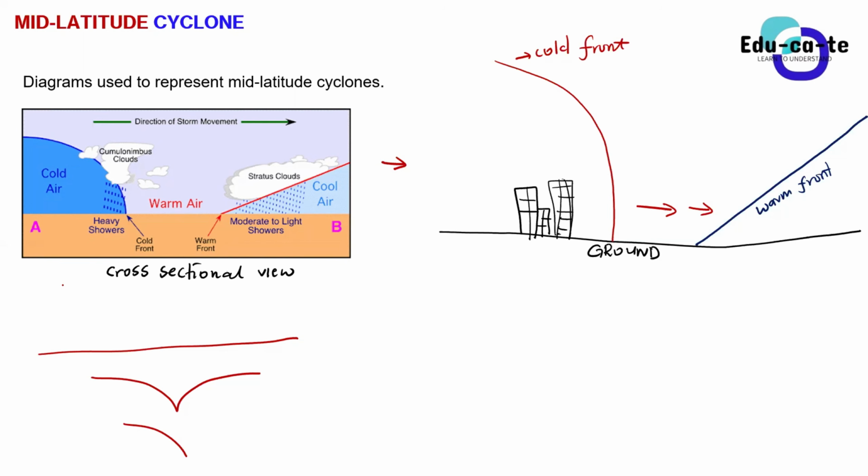Okay, so the one that we use the most is the side view or the cross-sectional view of a mid-latitude cyclone. Why do we use the cross-sectional view of a mid-latitude cyclone the most? It is because it is the most realistic one. It is the most realistic one for us because it shows us the side view from the scale that you can be able to see. Okay?